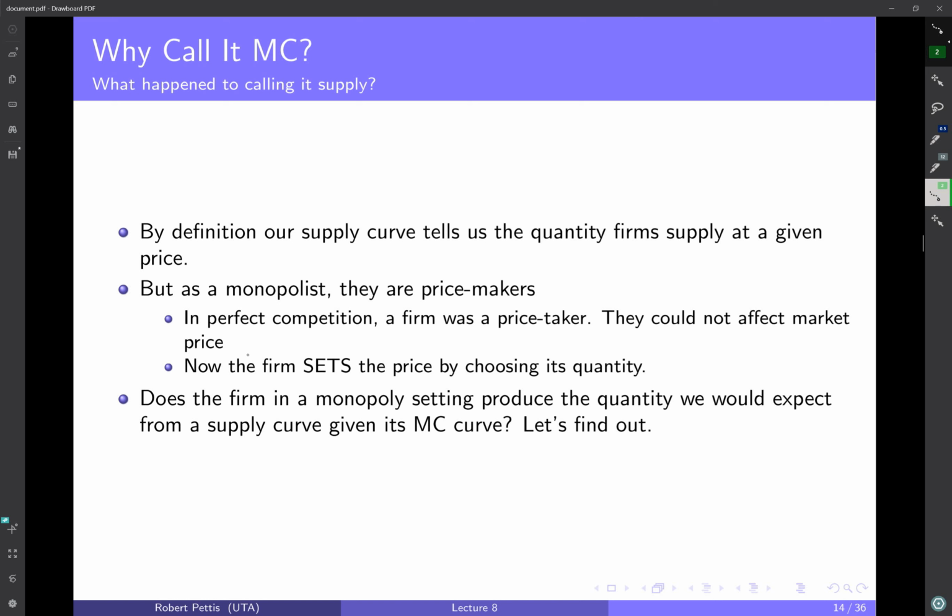But why are we calling it the supply curve or marginal cost? Why are we calling it supply? Well, remember, it's all about the definition. The definition of the supply curve says the quantity that firms supply at a given price. Well, that might not be true anymore, because monopolists are price makers. So they actually determine the price themselves. They choose the quantity that's in the market in order to choose the price. So our definition doesn't quite fit what a supply curve is. That's why we're reverting back to calling it the marginal cost curve.